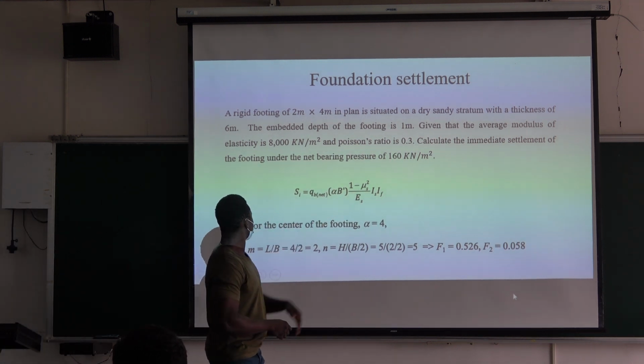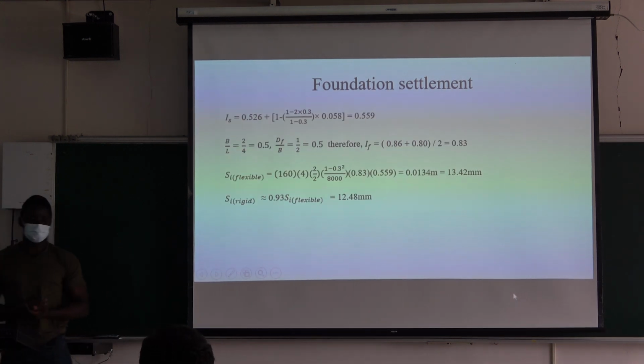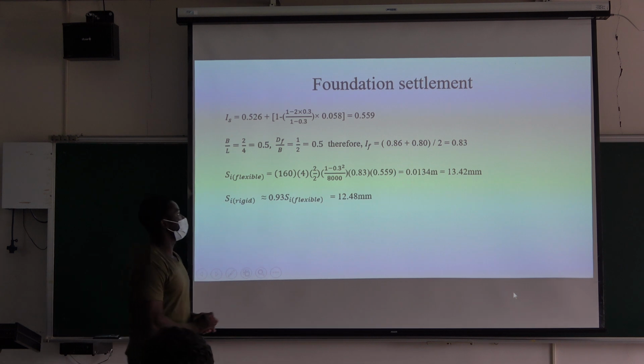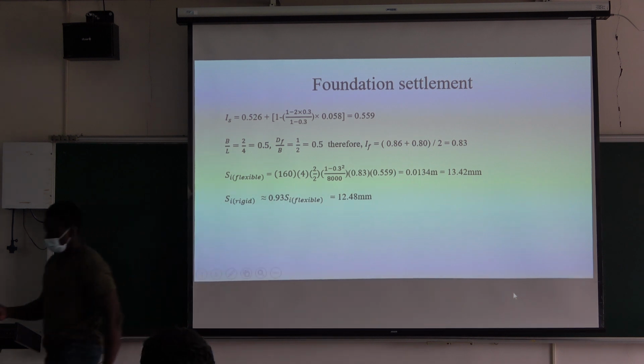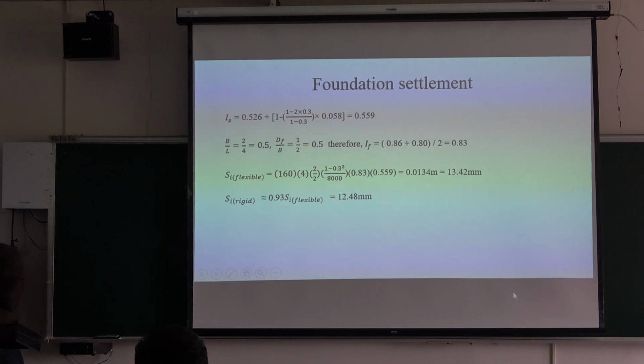QB net, where is that? In the question we already know QB net is 160, right? And then we know this value too. The alpha value is 4 because it is at the center of the foundation. And then what is the B prime? The B prime will be 2/2 for our problem. So we just substitute and then we will get the immediate, that's the flexible settlement. So it's like we have something like 13.42. So you just make sure during the process, you get the right parameters.